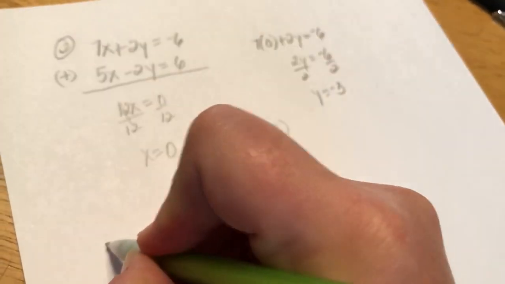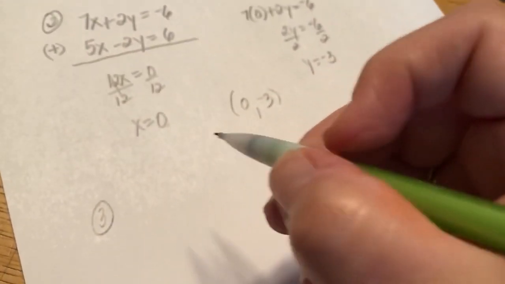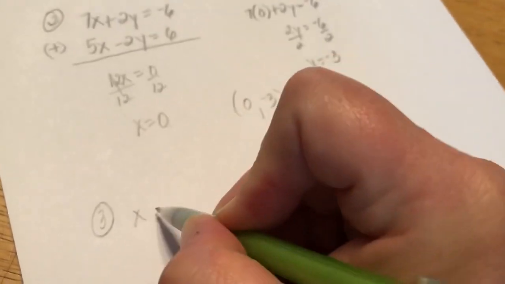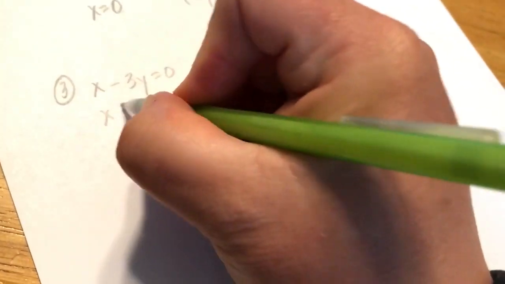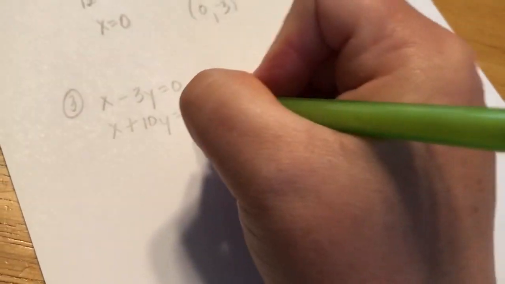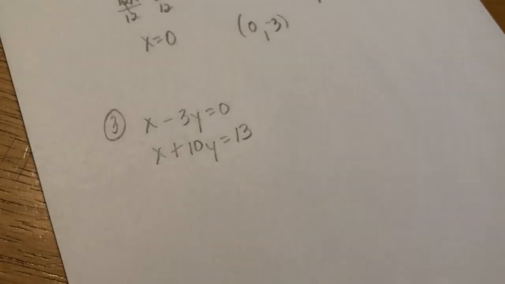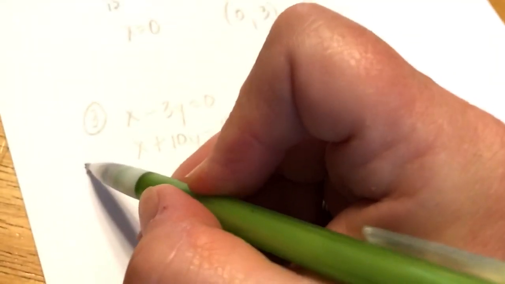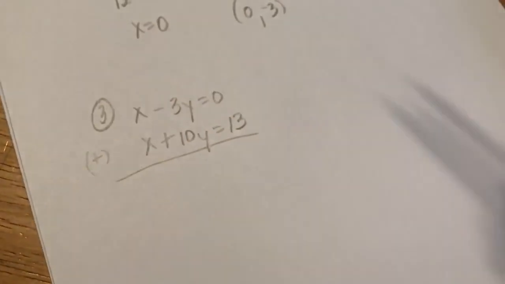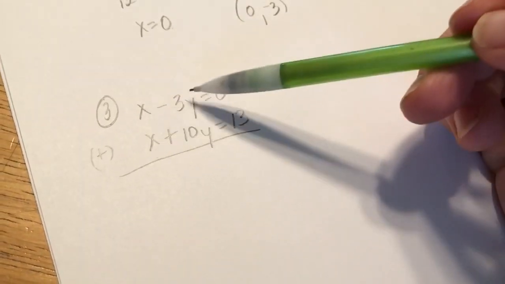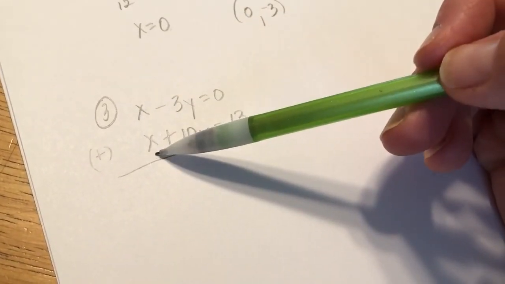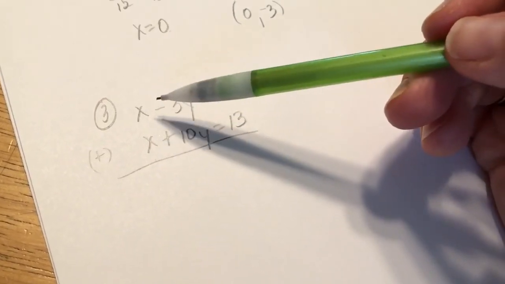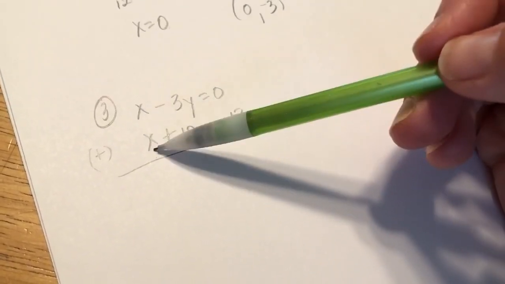Easy enough? Okay, let's mix it up a little bit. How about x minus 3y equals 0, and x plus 10y equals 13. Okay, if I go to add these two equations, does a variable cancel? No, because x plus x would be 2x. Those don't cancel. But they're really close, right?